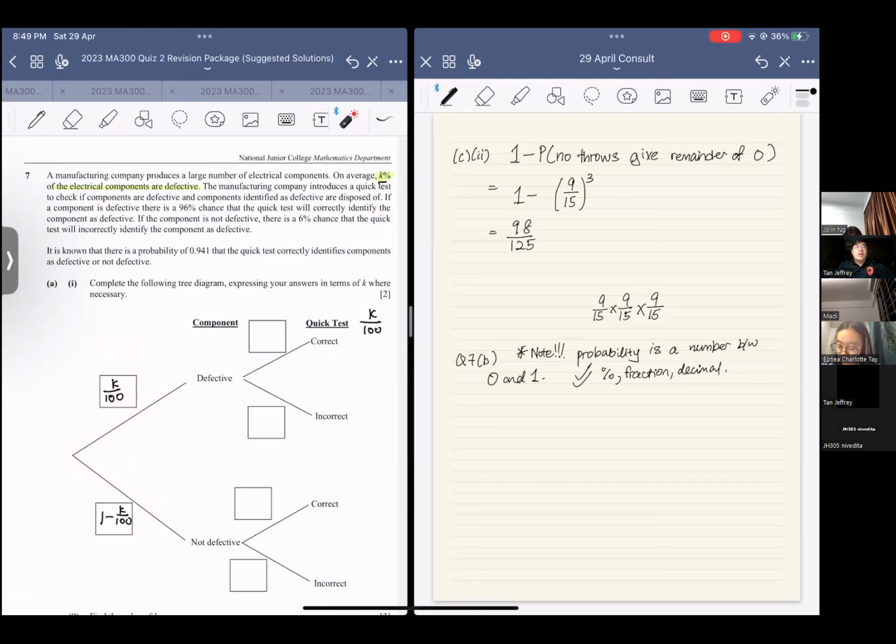Then, components identified as defective are disposed of. If a component is defective, there is a 96% chance that the quick test will correctly identify it. What this means is that if the component is defective, which is this part, there is a 96% chance that the quick test will be correct.